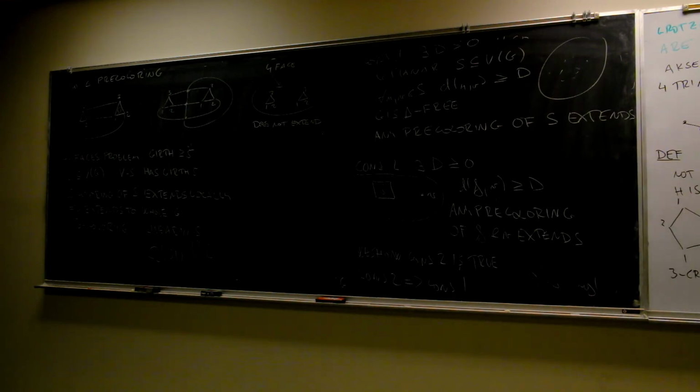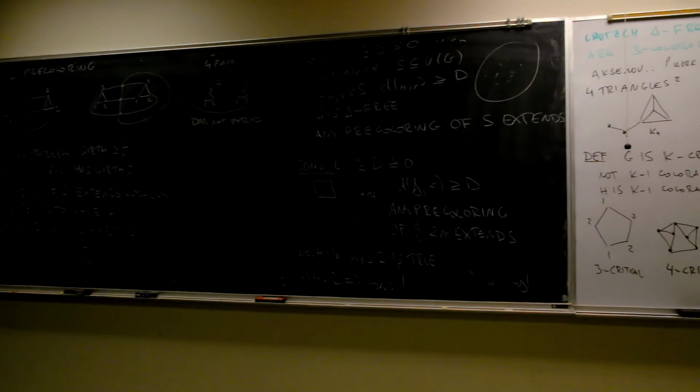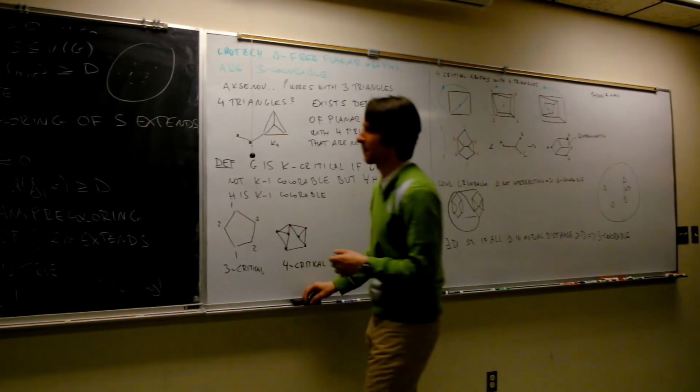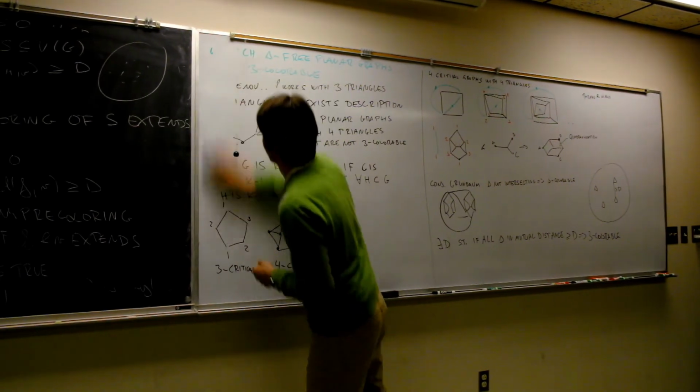Did they know that 2 implied 1? Yes, they proved it. Oh, they proved that 2 implies 1. Okay, that's why they conjectured 2. I see. It's seemingly easier. Okay.